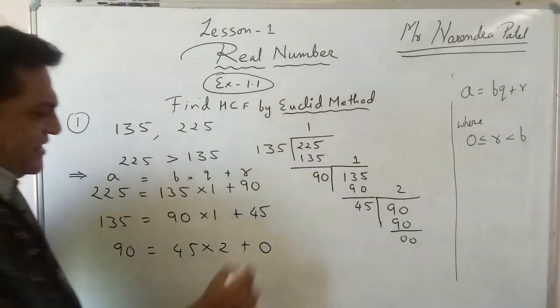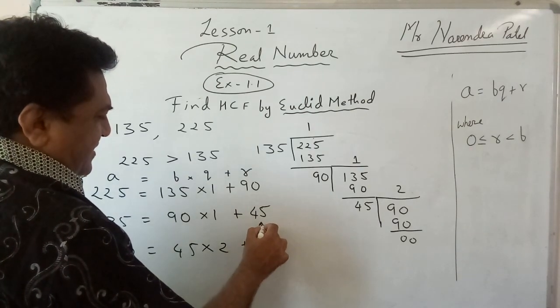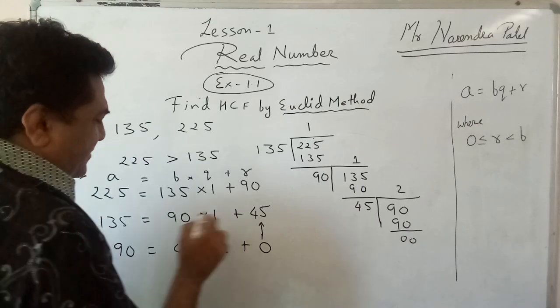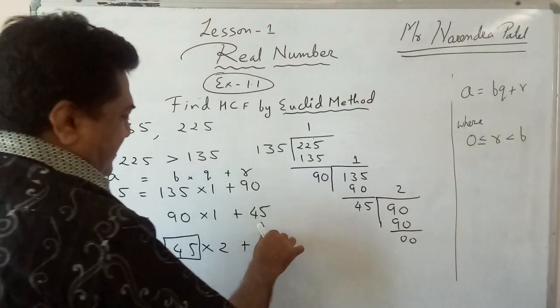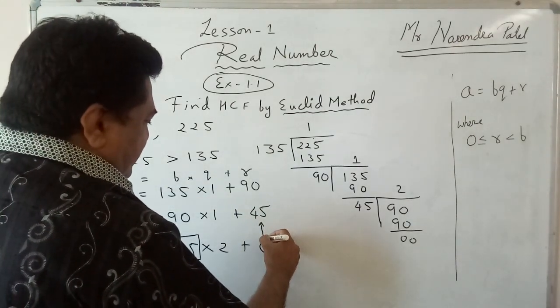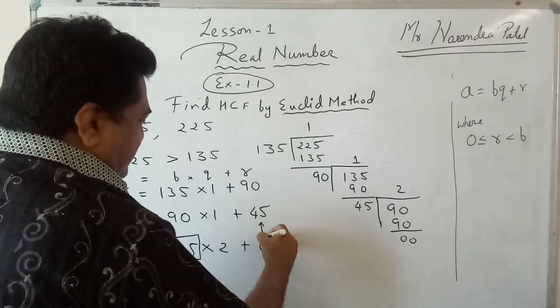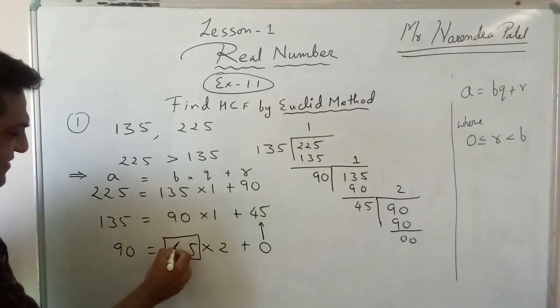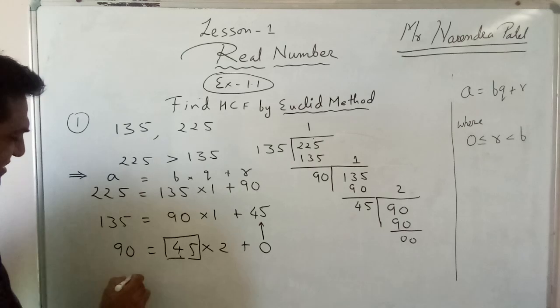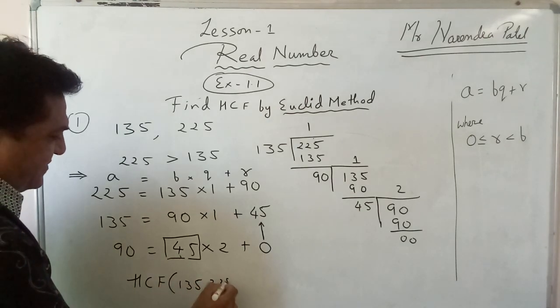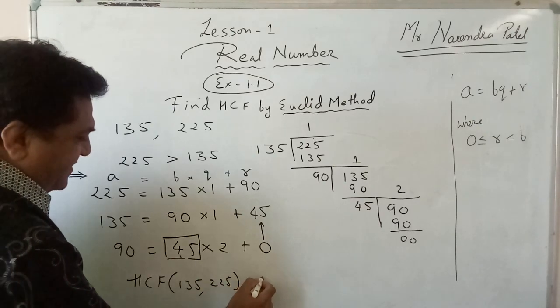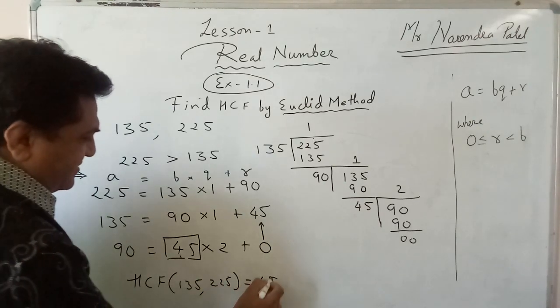Here, when I get the remainder 0, the upper remainder will be the HCF, or you can say B is the HCF. You can take anything. When the remainder 0 is coming, you can take the upper remainder as the HCF, or you can take B, both will be the same. So the HCF of 135 and 225 is equal to 45. This is your answer.